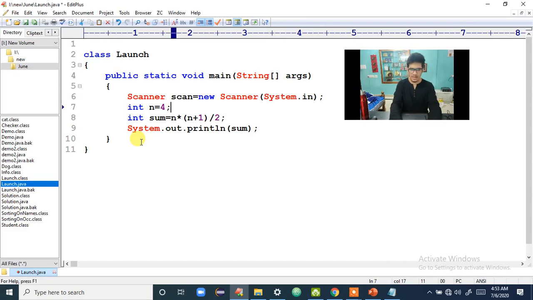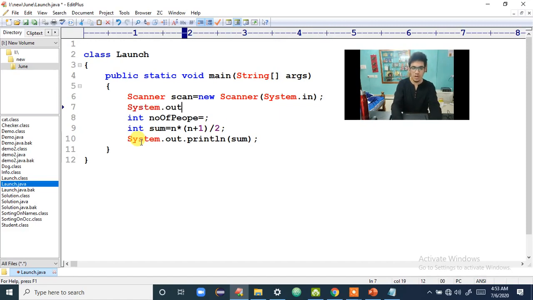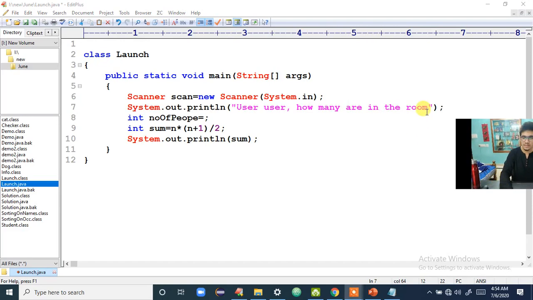After that, let's say I want to ask the user the number of people, how many people. Before taking the input, I have to print something on the screen, System.out.println. What do you want to print? I have to ask the user, how many are in the room? That is what I'll ask. He will read this message. After reading the message, he will enter something.